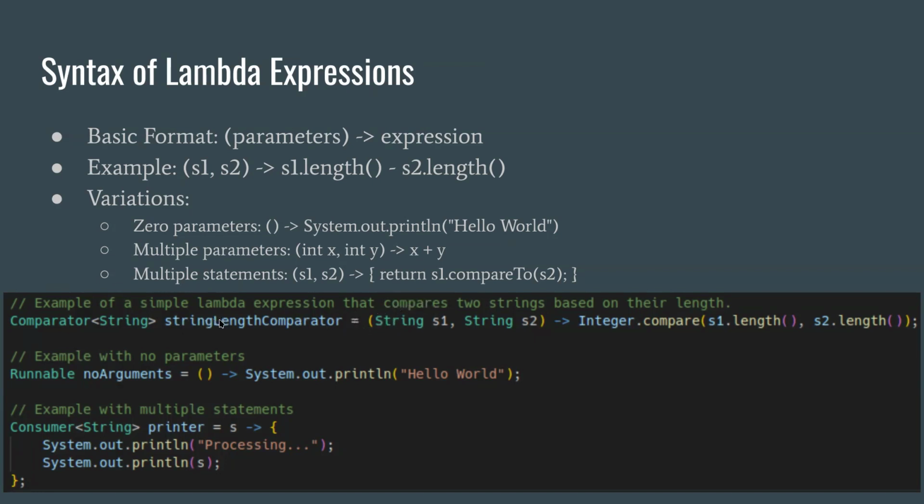So we have an example of a simple Lambda expression that compares based on their length with no argument and multiple statements. The thing that you want to keep in mind is when you want to have multiple statements, you need to enclose your code within braces.